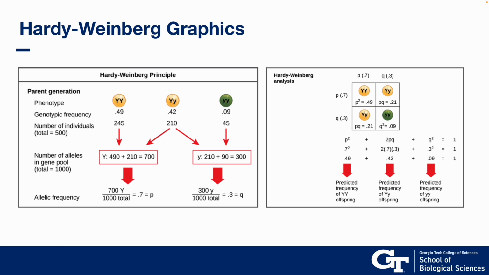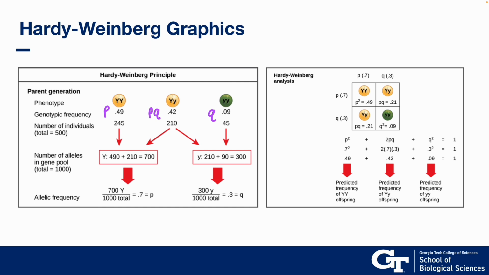So looking at this graphically, we have YY homozygote dominant, little y recessive, and Yy our heterozygote. Okay, so now we have our frequencies. I'll go ahead and write P, PQ, and Q in here. So we have around 49%, 42%, and 9%. And what we're asked to do is calculate the total number of individuals. We're told that we have 500.